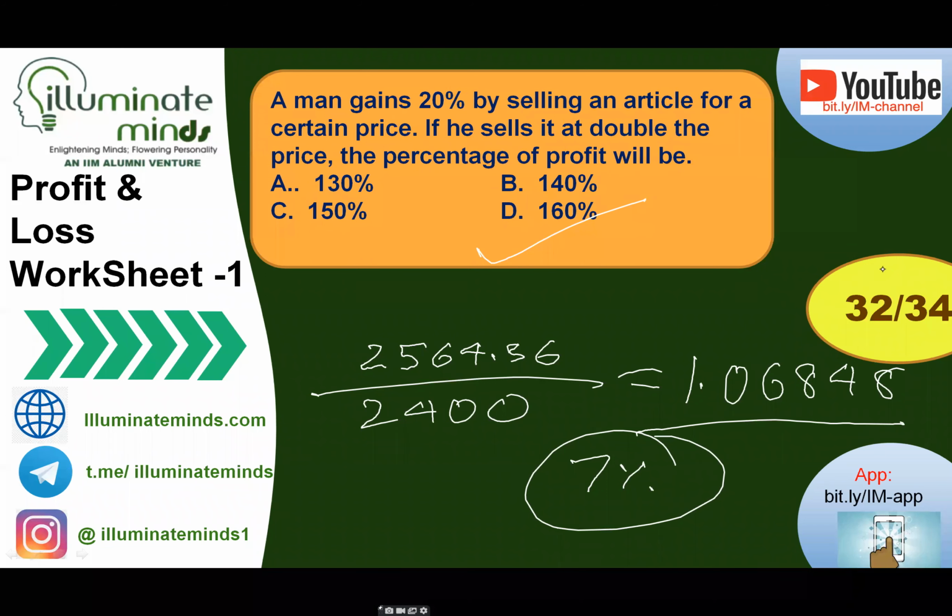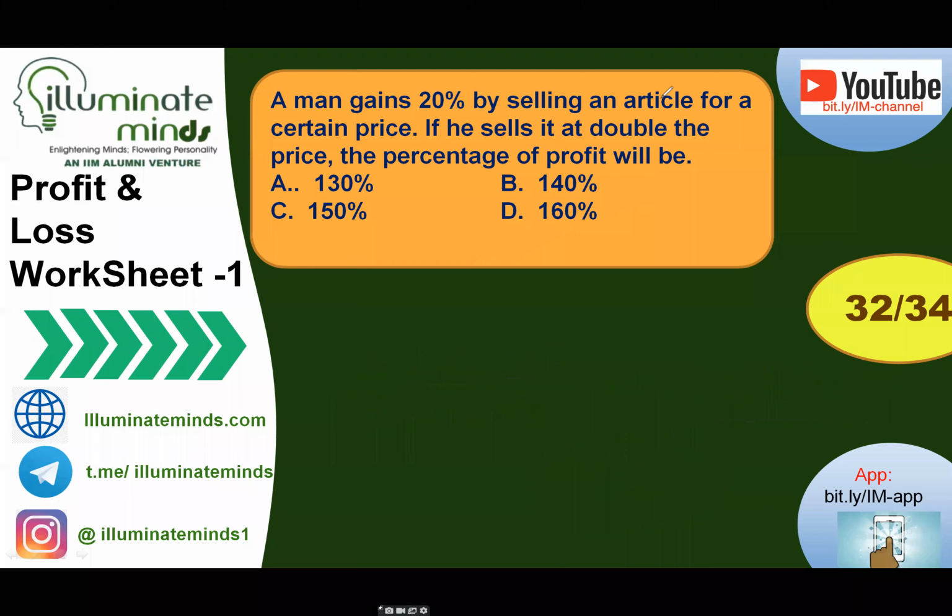Question number 32. Just a minute, guys. I need to clear this. A man gains 20% by selling an article for a certain price. If he sells it at double the price, the profit percentage is? No problem. So his cost price was X. He sold it at 20% profit. That means his SP was 1.2x. So if you double the price, this will become 2.4x.